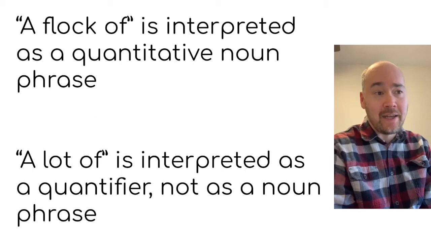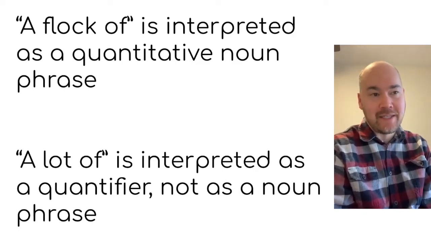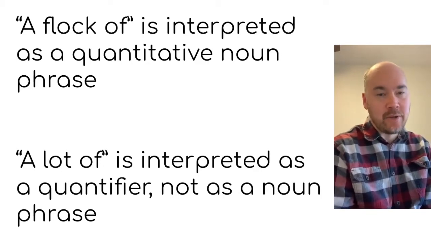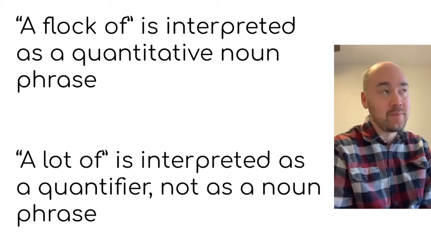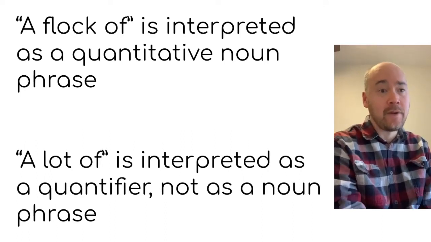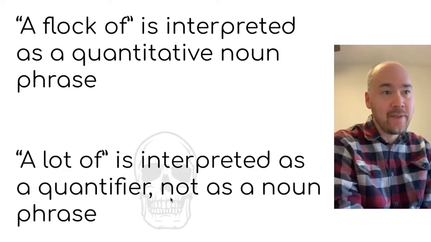So when we look at "a lot of," it looks like it could be a noun, but nobody hears it that way. Nobody interprets it that way, right? Nobody thinks "a lot of" is a noun phrase with "lot" as the head. We tend to interpret them like adjectives, like "all" or "many" or "some" or other types of quantifiers, not as noun phrases in their own right, although they look like noun phrases.